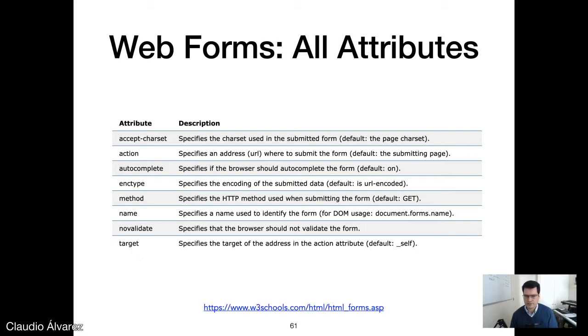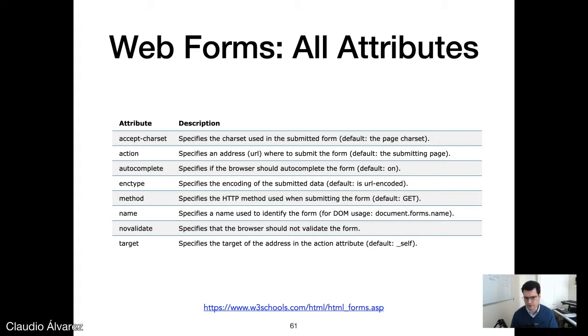So this is a summary of all attributes supported by web forms. You see that the action, method, and target are the ones which we just saw. There are other ones. So you can specify a name for the form. You can specify that the browser shouldn't validate the form with novalidate. You can specify custom encodings for the submitted data, which are different ways to serialize the form data. Rails will support the default, which is URL encoded. That means that the form data will be encoded in the same format as a query string in a URL. That is a series of key value pairs separated by ampersands, that kind of serialization.